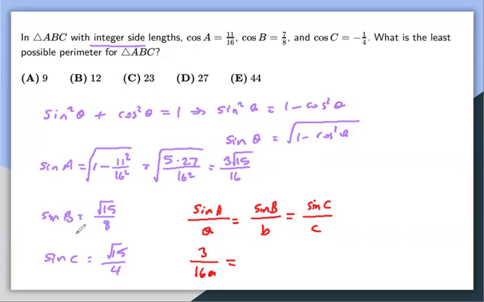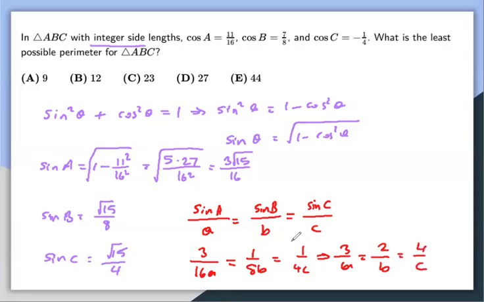equals, if I divide the root 15 over 8 by b, so I mean divide by root 15, root 15 will cancel, so you get 1 over 8b, and then the same idea, so you will get 1 over 4c. Since all of them are multiples of 4 in the denominator, I can multiply the entire equation by 16, so you will get 3 over a is equal to 2 over b equals, if I multiply this by 4, the 4's will cancel, so you get 4 over c.